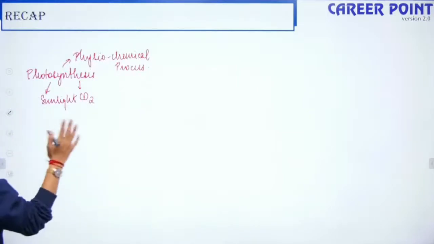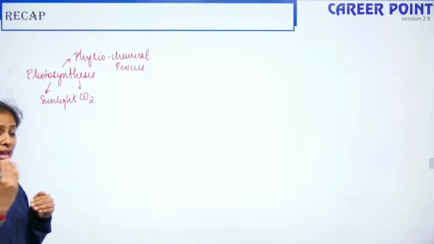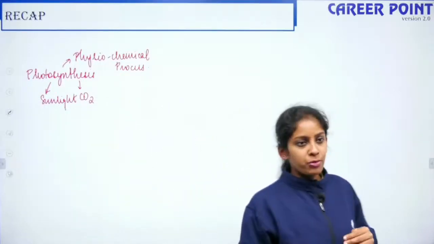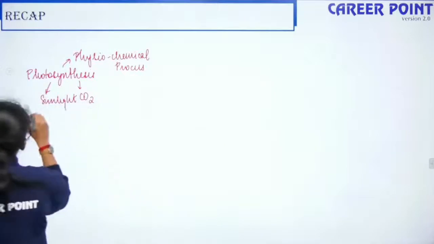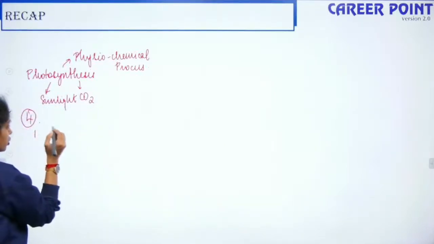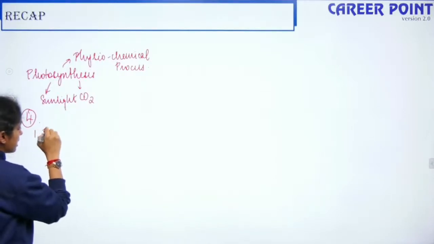Apart from this, we spoke about a series of experiments. I told you to remember the name of the scientist, the experiment they performed, and the conclusion they gave as very important. We saw a set of 4 experiments to be exact. The first scientist is Joseph Priestley.